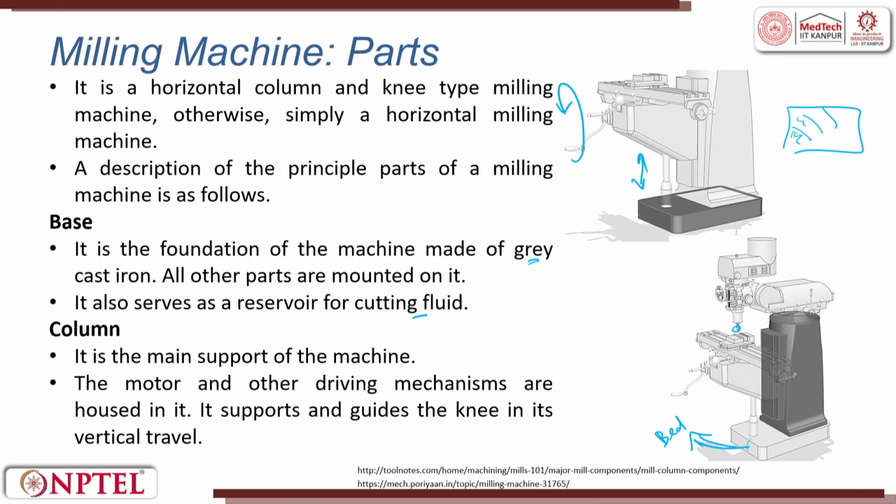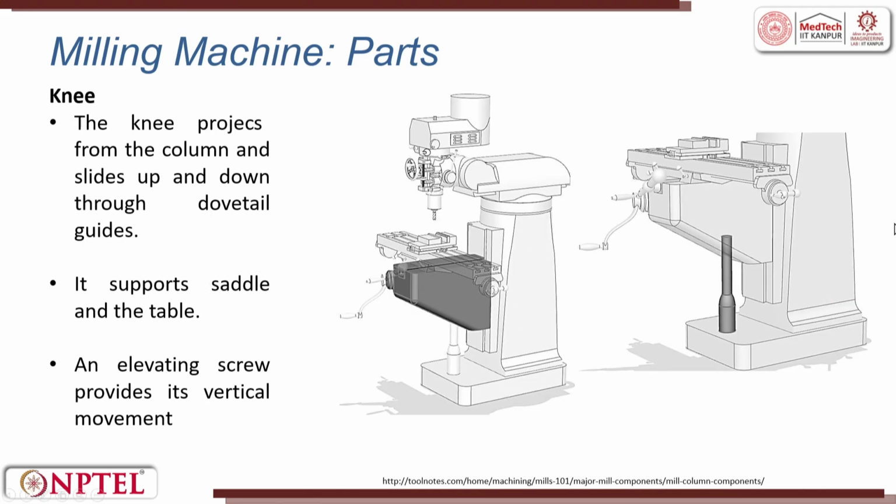Column, it is the main support. This is the main support of the machine, and the motor and other drive mechanisms are mounted on it. The knee is as though a human sitting. The knee projects from the column and slides up and down through the vertical. So, there is a guide, like in a lathe machine you also have a guide here. This guide restricts it and lets it move up and down.